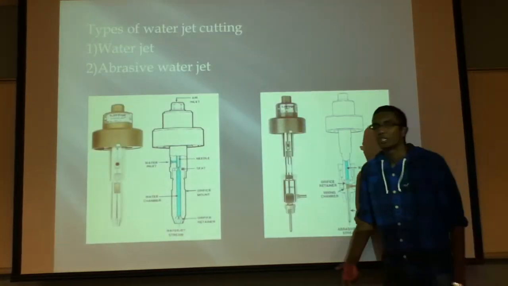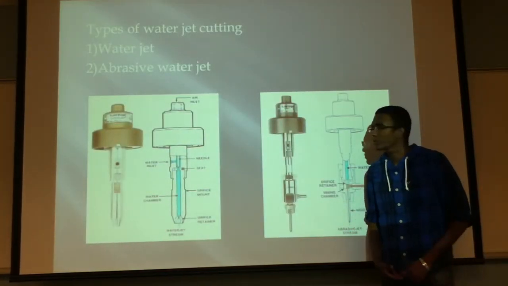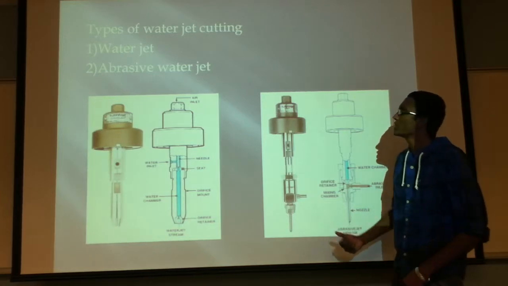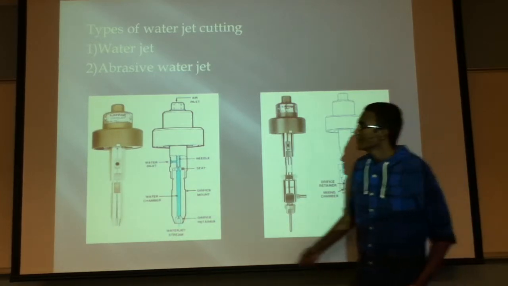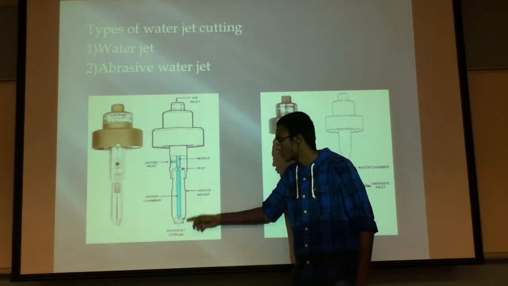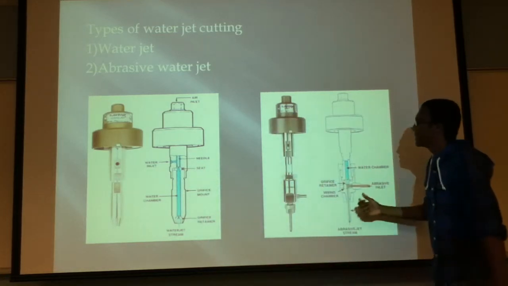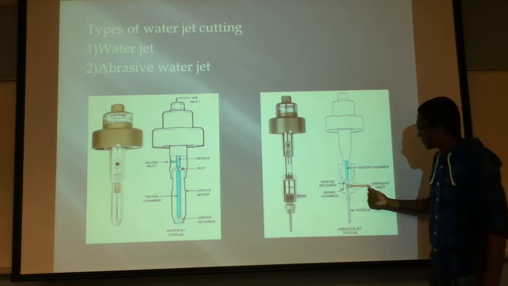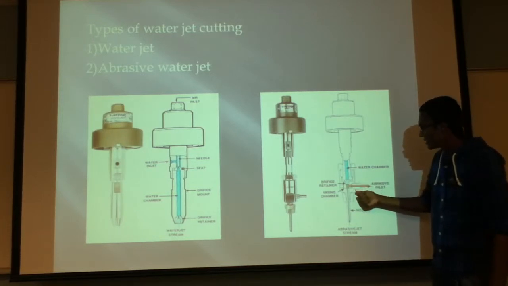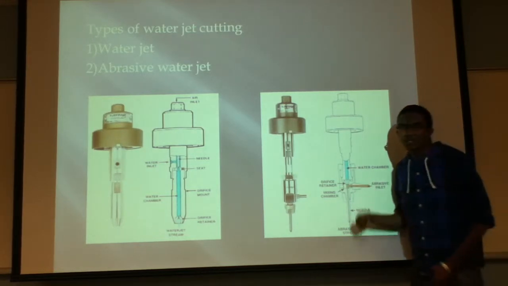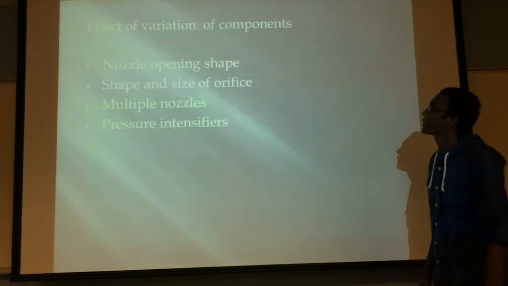The different types of water jet cutting. There are basically two different types of water jet cutting: simple water jet and abrasive water jet. In simple water jet, the fluid flowing through the nozzle is basically just simple water without any additions. In abrasive water jet, we add an abrasive to the water and both are mixed in the mixing chamber, and the abrasive jet is then impacted onto the material.